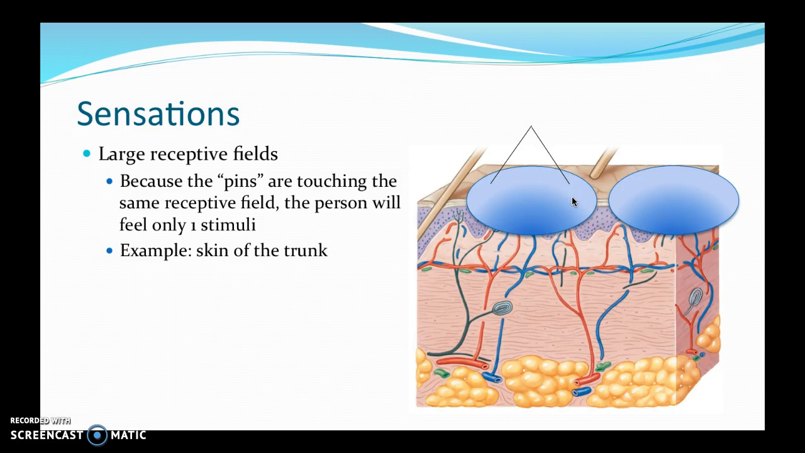Same section of skin, the pins are the same distance apart, but because the receptive field is large, both of the pins are in the same receptive field. That means that the person will actually perceive only one pinprick. And this would be in locations where sensation is not really important or as important. So let's say the skin of the trunk, the back, the legs, for example.